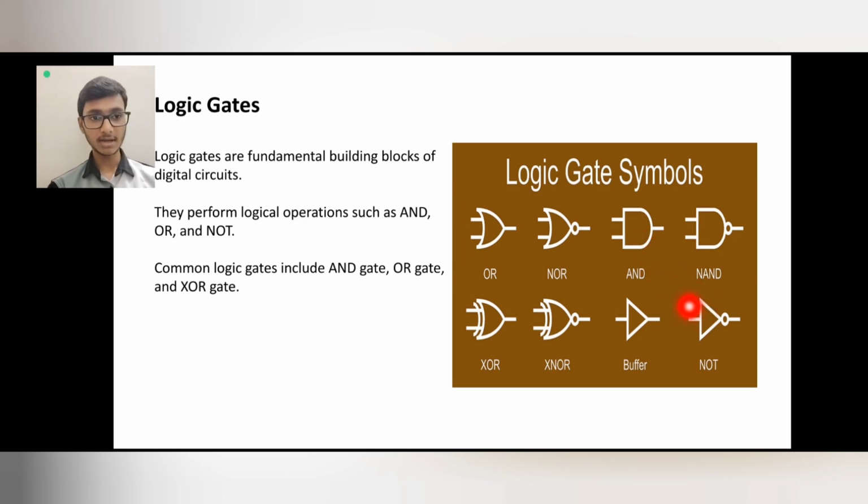Buffer. Buffer is nothing but whatever the input is, that will be the output. For example, if input is 1, output will be 1. If input is 0, output will be 0. NOT gate is nothing but the complement of the buffer gate. So when input is 1, the complement is nothing but 0, so the NOT gate output will be 0. When input is 0, the output will be 1 in the case of the NOT gate.